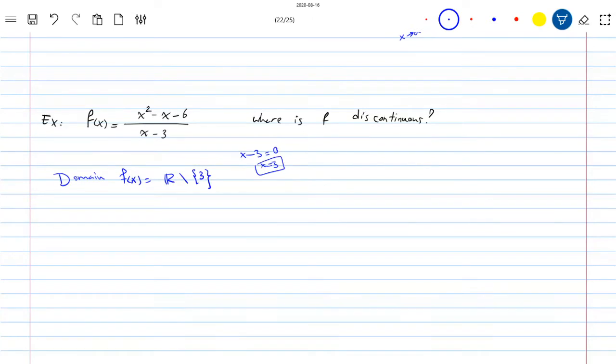So what does this mean? If I ask you what is f of 3, you should say it doesn't exist, since you'll get a fraction with denominator 0. So I can say the function f is undefined at the point 3. Therefore, there should be a discontinuity at x equal to 3. It is a discontinuity point.